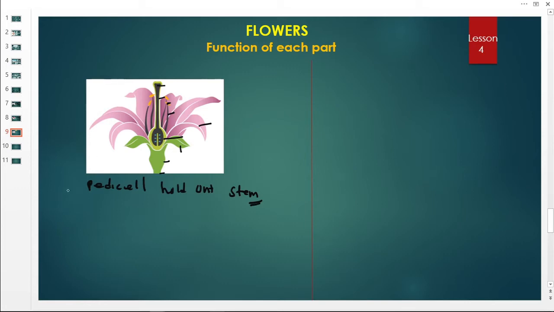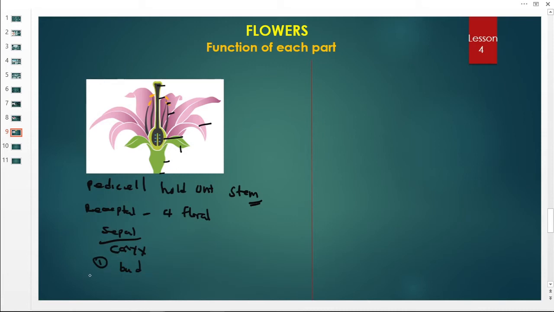Then we have the receptacle. The receptacle is the part where the four floral whorls are attached. So all four floral whorls are attached onto the receptacle. Then we have the sepal. A group of sepals is called the calyx, this floral whorl. These sepals protect the flower when it is in its bud stage, when it is still young. So it is being covered by what we call the calyx. When there are very many sepals, we call them the calyx.